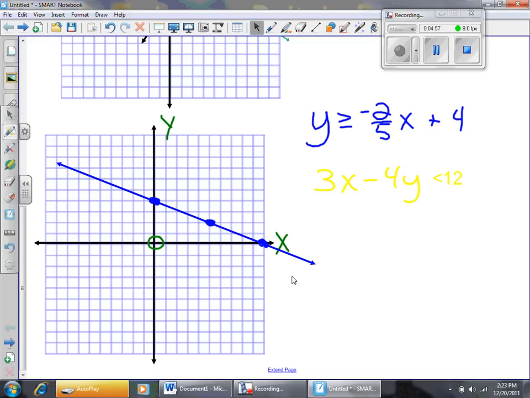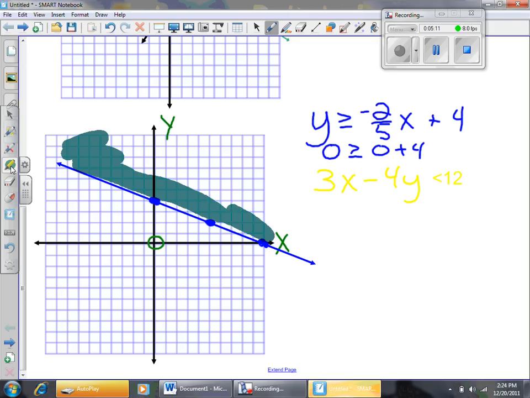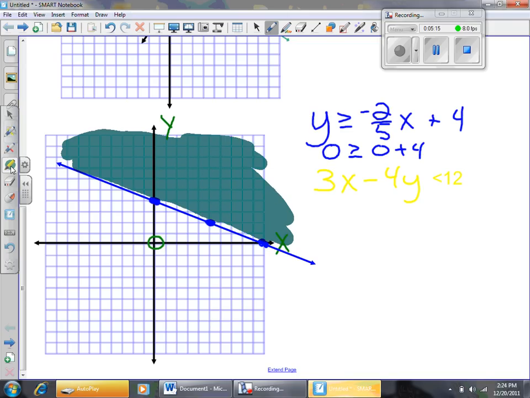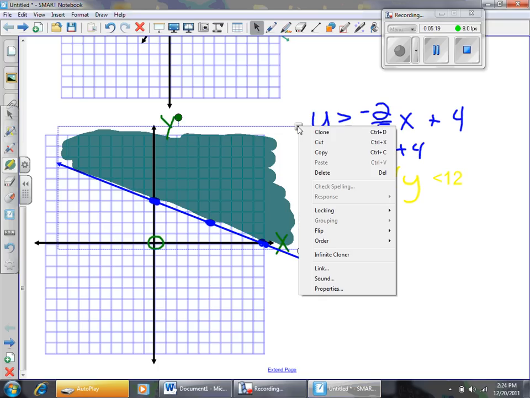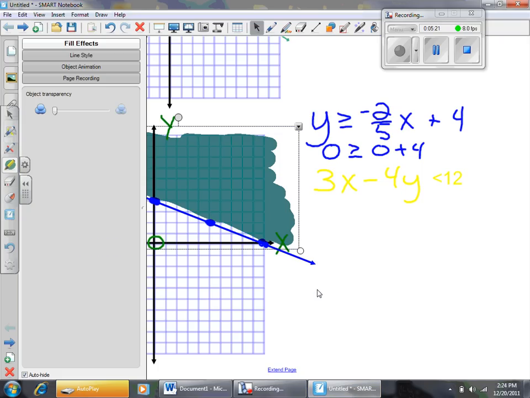Now I have to decide where to shade. Well, I'll plug 0, 0 into x and y, and I get the statement that 0 is greater than or equal to 4. I know that is not true. So I will shade above the blue line. And I guess I could make that a prettier shade of blue, I suppose.